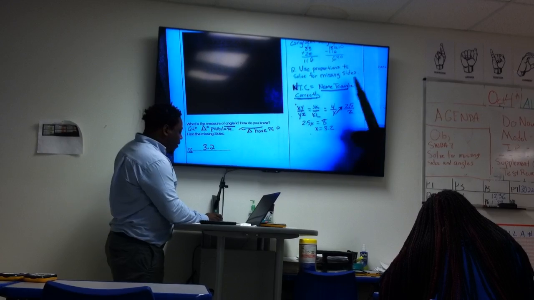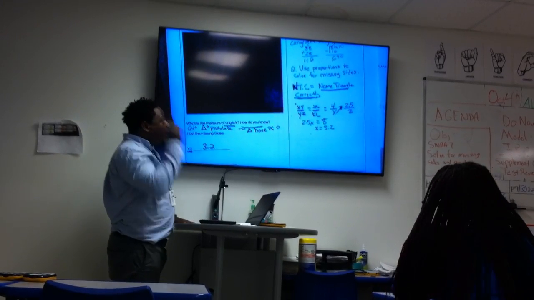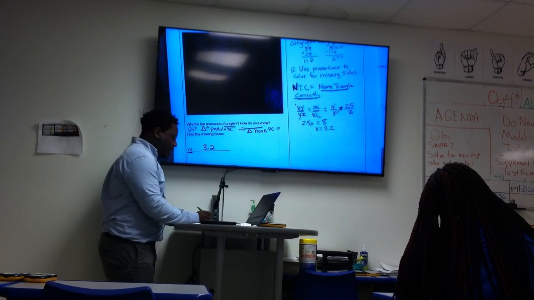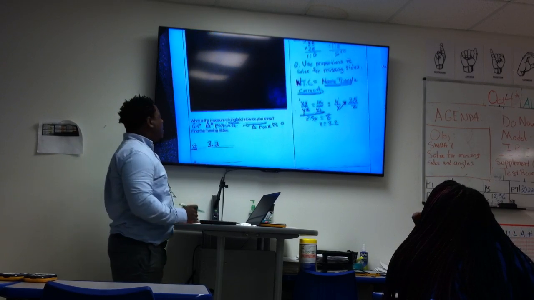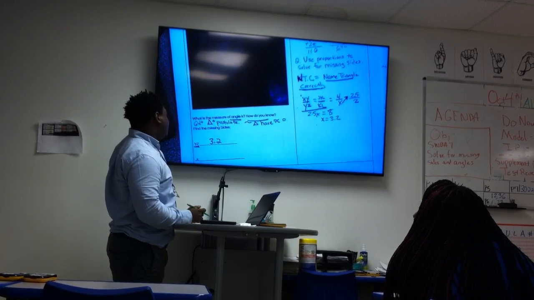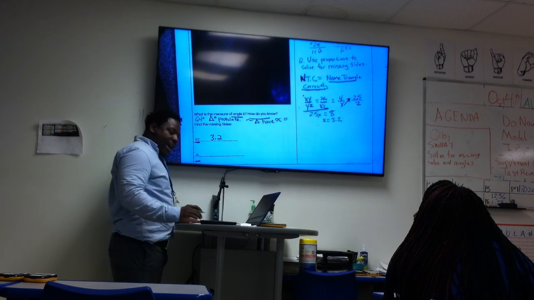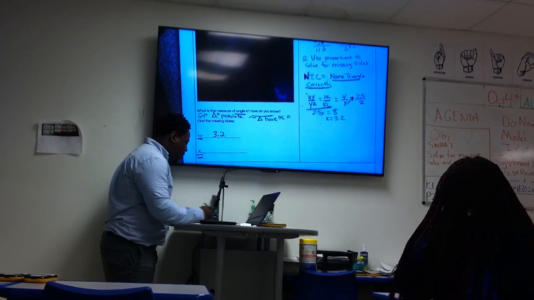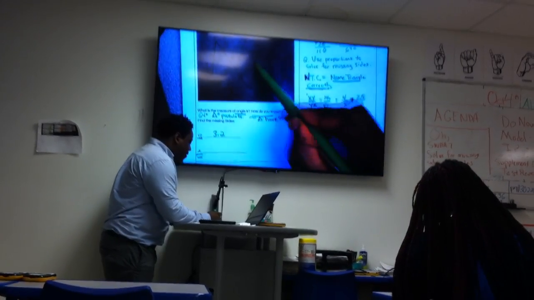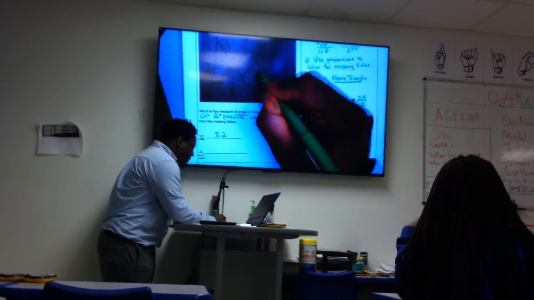I use proportions to solve for missing sides. Thing to remember here is name my triangle correctly. Name it first, and everything else follows. We'll just do the last segment just to do it. We're solving for JL this time, side JL.